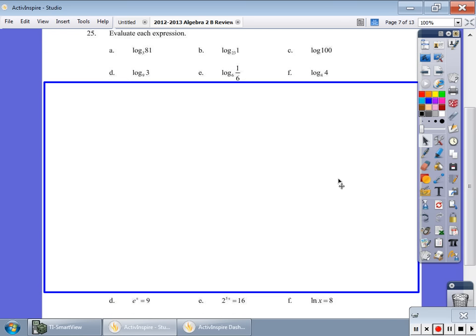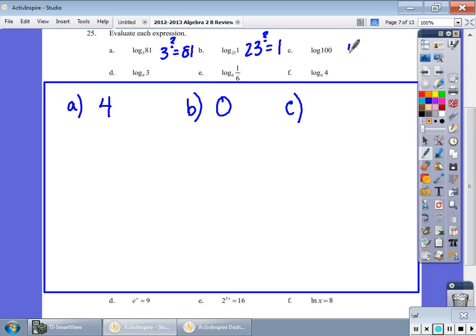All right, so evaluate each expression. These are really important. So we have the log base 3 of 81. Remember, this is like asking for letter A, 3 to what power is equal to 81? And so the answer to that is 4. For letter B, 23 raised to what power is equal to 1? Well, anything raised to the 0 power is 1. For letter C, this is like asking 10, because it's just log, raised to what power is equal to 100? And the answer to that is 2.